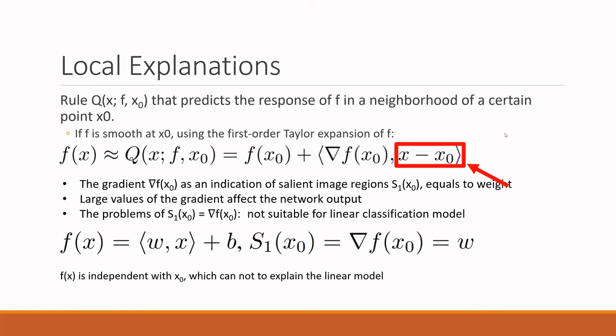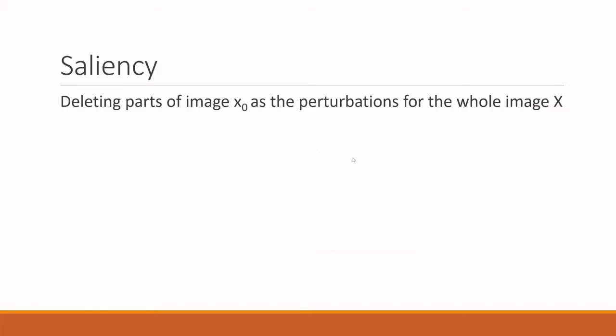Furthermore, this formula studies the change of the black box function from x0 to any displacement x minus x0. For a linear classifier, regardless of the starting point x0, the change is the same. This can explain why there is no obvious information in the image, but the saliency is still so strong.